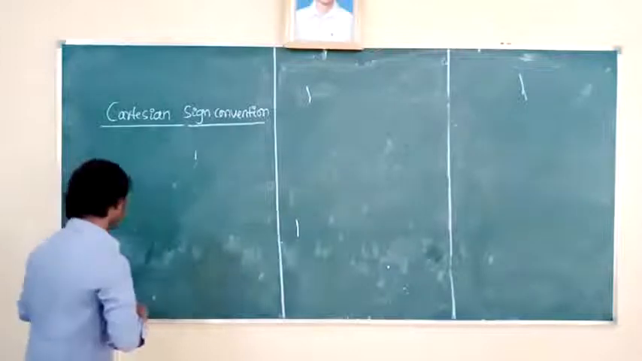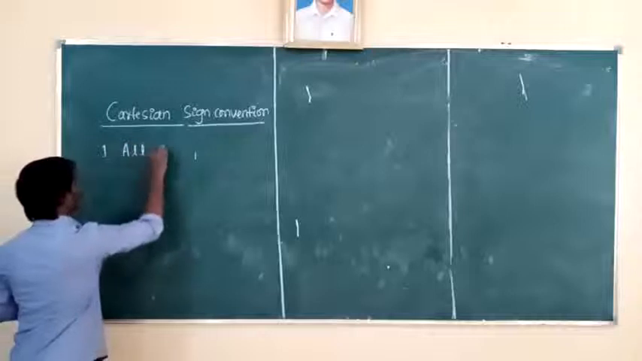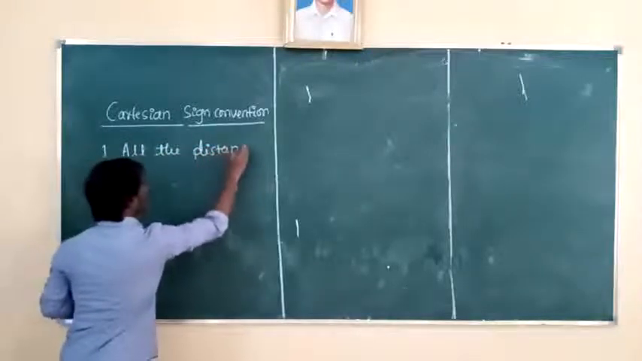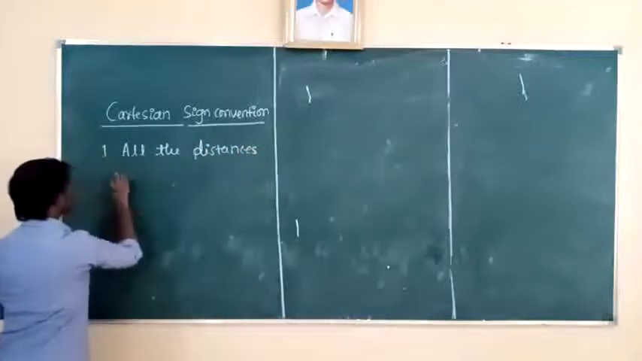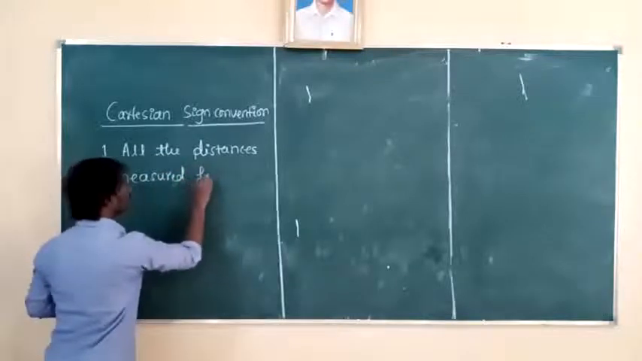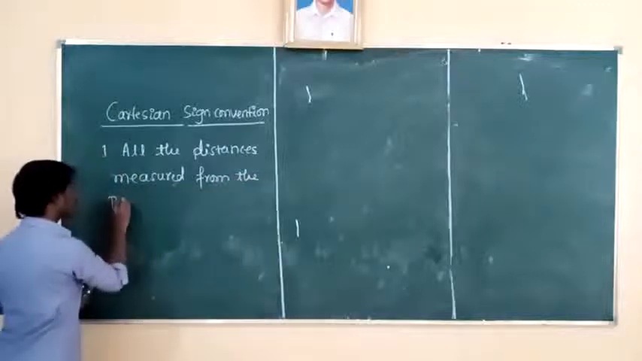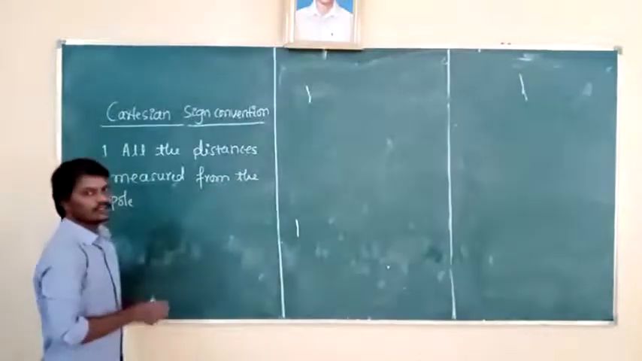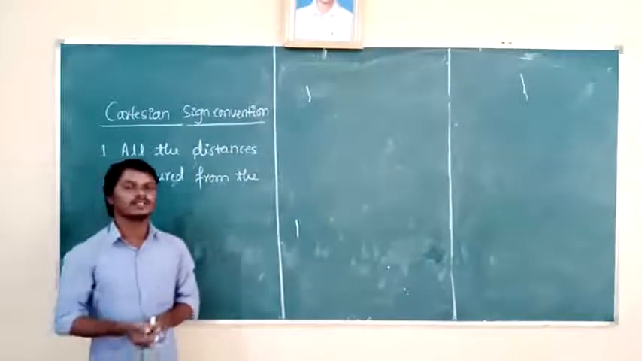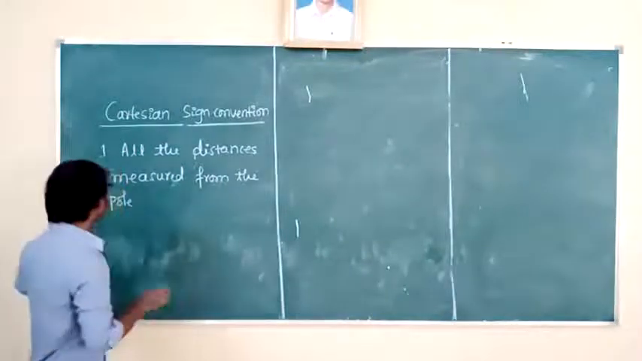The first sign convention is very important: all distances are measured from the pole. If we measure the distance of the object or the distance of the image, we measure it from the pole.